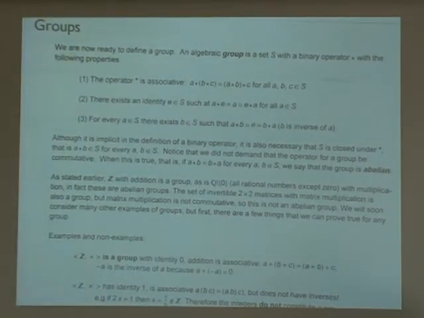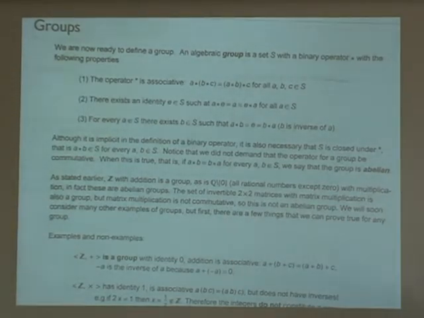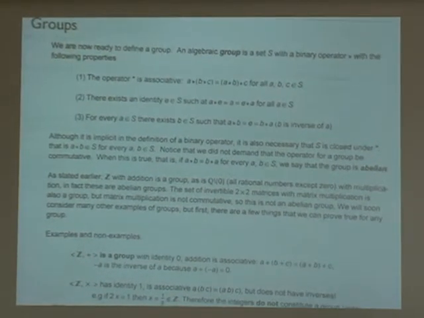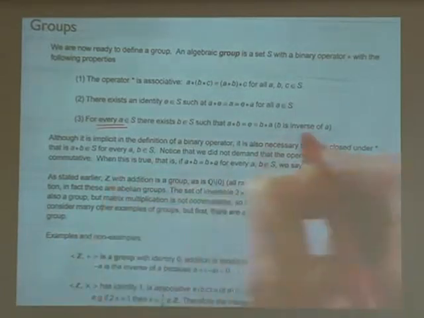Groups. We're now ready to define a group. We know what a relation is, we know what a set is, we know what a binary operator is, and we know what these terms mean, so that's all the stuff we need to define an algebraic group. It's a set with a binary operator that's associative, has identity, and everybody has an inverse.